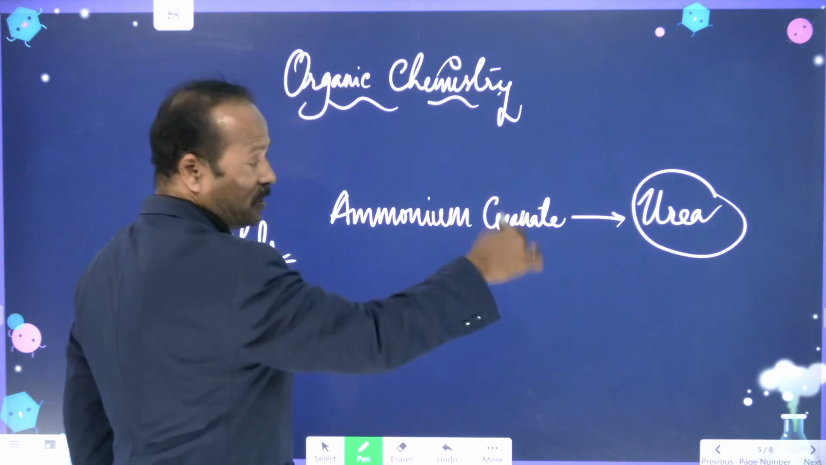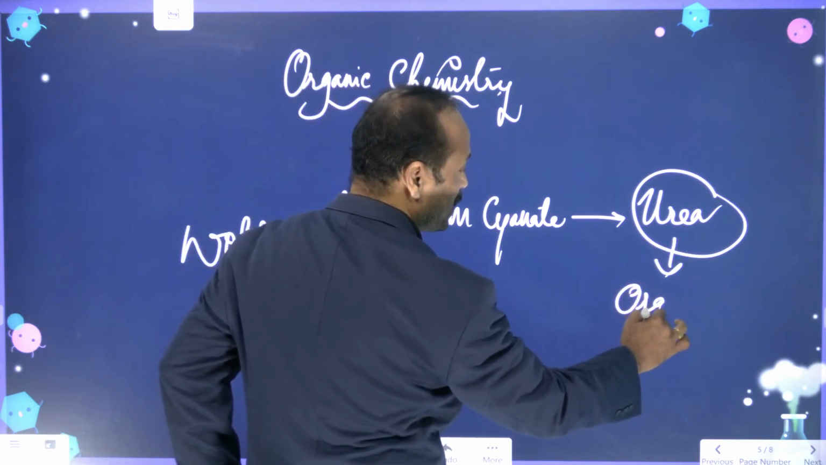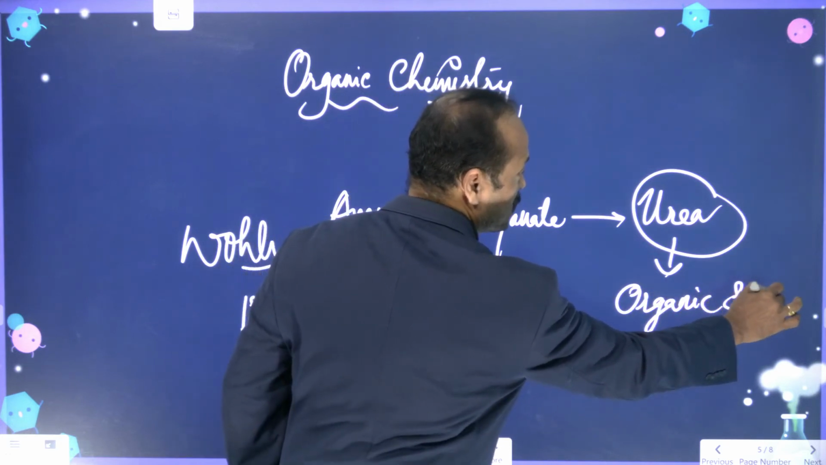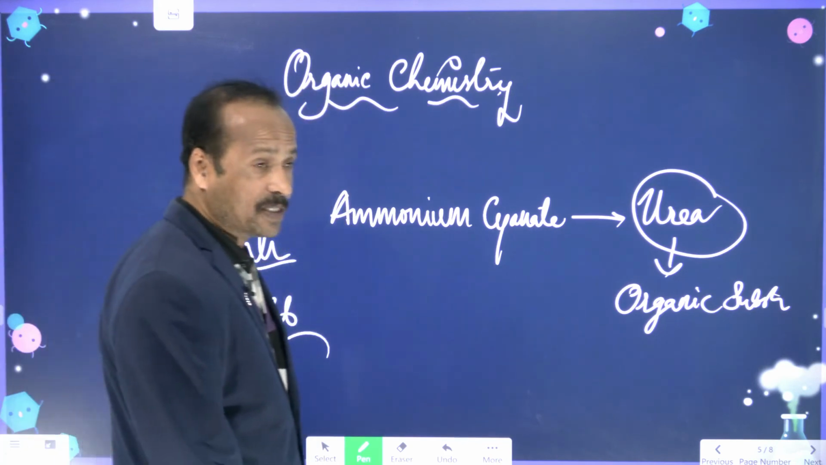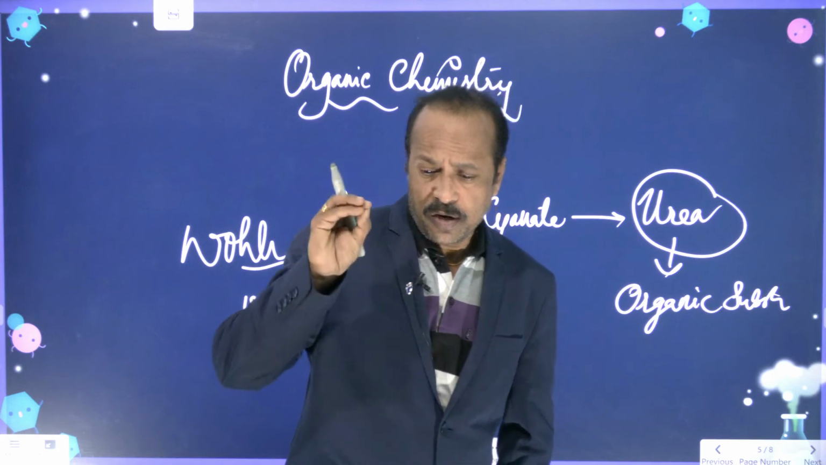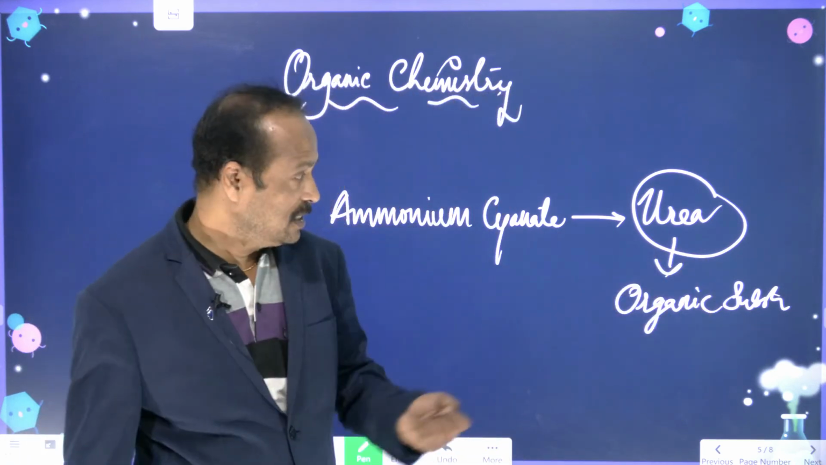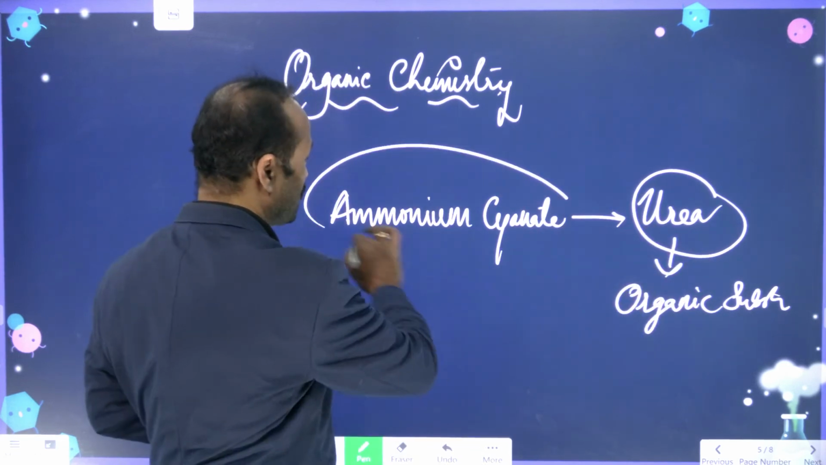And what is this urea? Urea is an organic substance. Which substance is this? An organic substance, which is present in the urine of animals. Urea is a substance present in the urine of animals. So this urea he prepared from the ammonium cyanate.